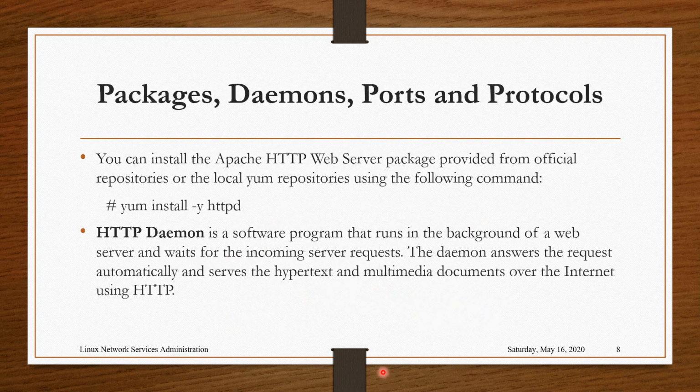Now the packages, daemons, ports and protocols involved in the web server. One of the packages is the Apache HTTP web server. You can install this Apache HTTP web server package provided from the official repositories or the local yum repositories using the command yum install -y httpd. By using this, we can install the Apache HTTP web server package.